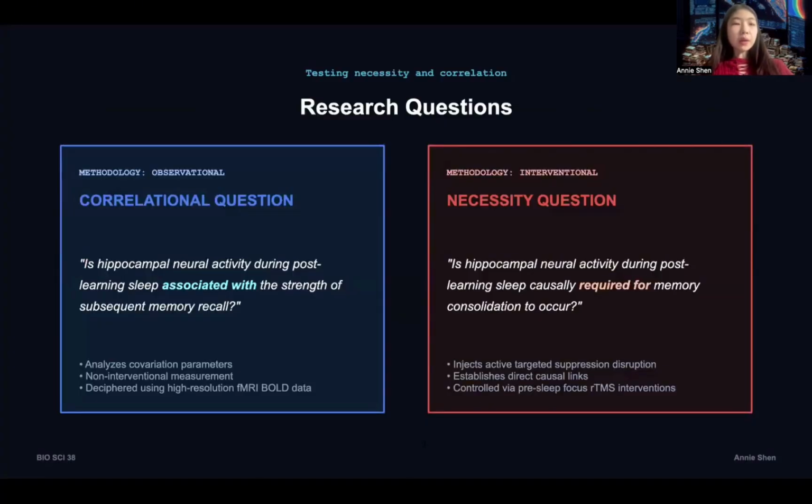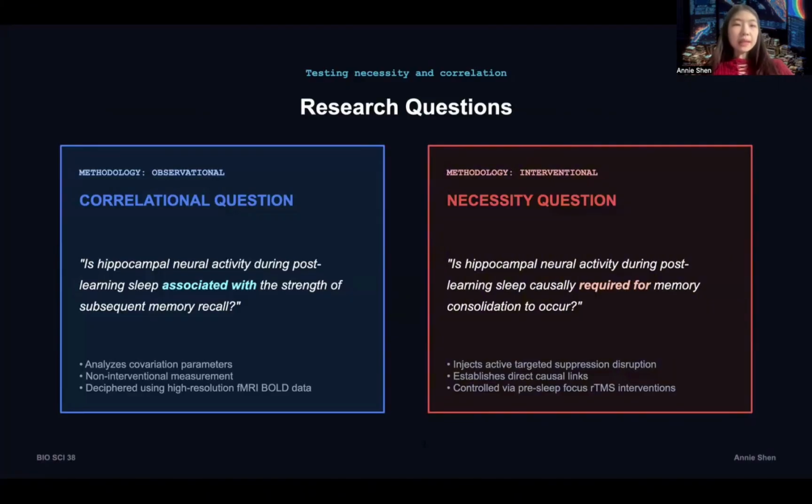The first study asks a correlational question. Is hippocampal neural activity during post-learning sleep associated with the strength of subsequent memory recall? Because the researchers only observed the brain activity using fMRI, this is a correlational design.